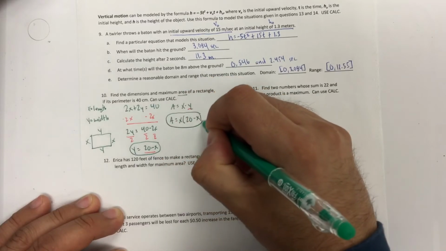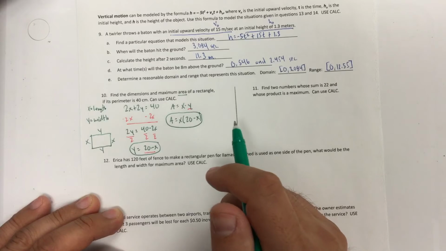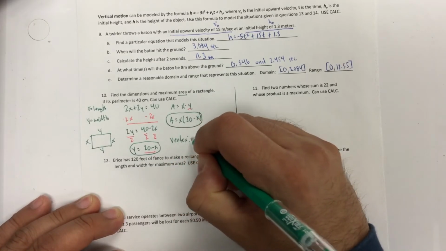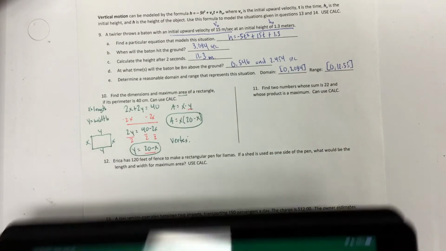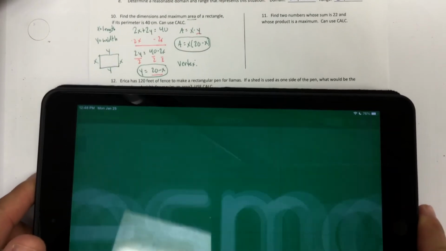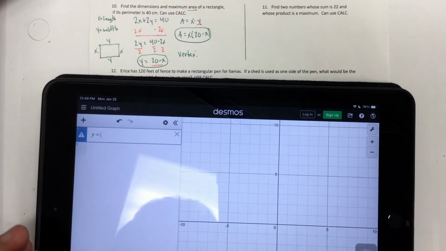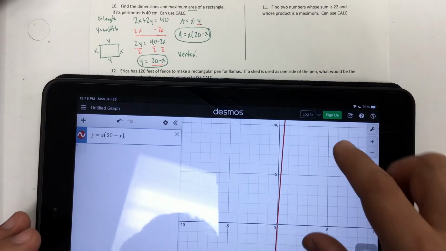And this is the one that's going to go into Desmos because this is a quadratic function, because x times x is x squared. All right, so we need to find the vertex. And after we find the vertex, we'll interpret what we need. Okay, so let's take a look here. Keep that there. All right, so my equation is y equals x times 20 minus x. We have that there, so we're going to find our vertex.